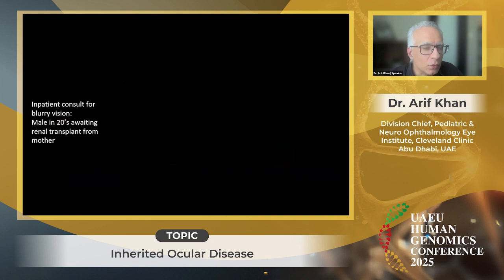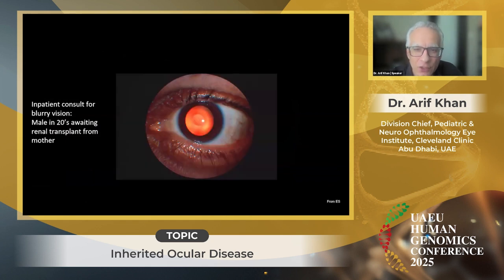Here's a patient who was consulted for blurry vision. He's a male in his 20s awaiting renal transplant from the mother. The ophthalmologist is called. Why does this patient have blurry vision? When we examine him, he's got anterior lenticonus. The lens is bulging.